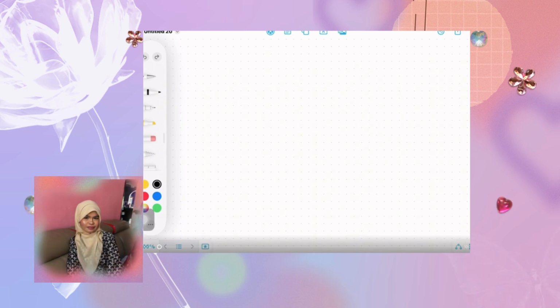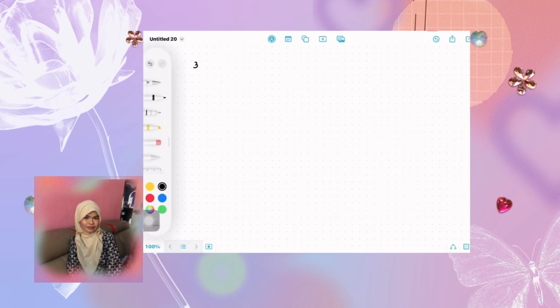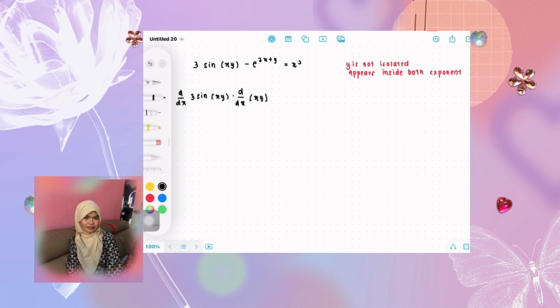Hi, Assalamualaikum everyone. In this video, I will explain how to find dy over dx using implicit differentiation for this equation. The equation that we have here is 3 sin xy minus e to the power of 2x plus y equals x squared. Since y is not isolated and appears inside both the sine and the exponent, we will use implicit differentiation. Step 1: we differentiate both sides with respect to x.